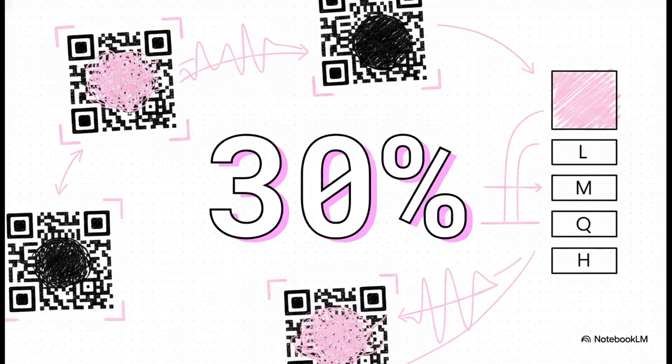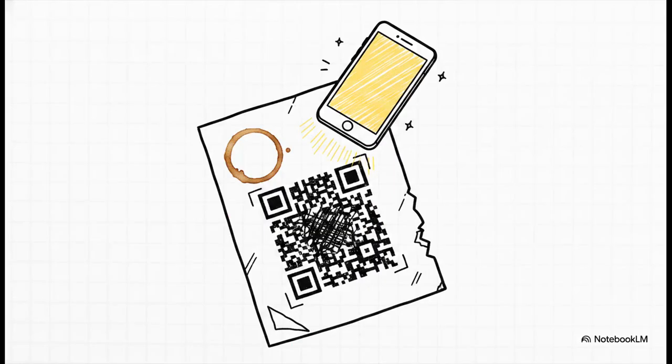Now you might be wondering, why doesn't every code just use level H? Well, higher correction requires more backup data, which results in a denser, larger grid of smaller dots. So a clean marketing poster might use level L to keep the visual design minimal, while a greasy, grimy sticker on an industrial factory floor will use level H to survive the grit. Take a second to really let the resilience of this technology sink in.